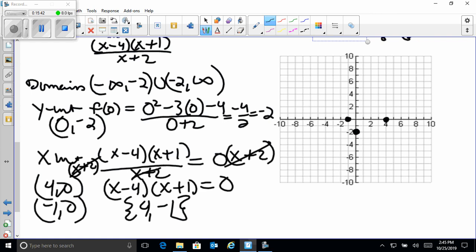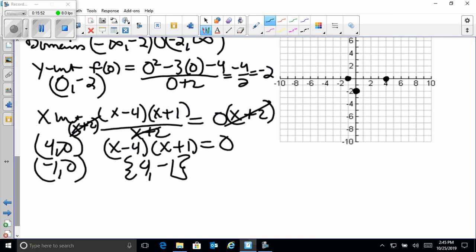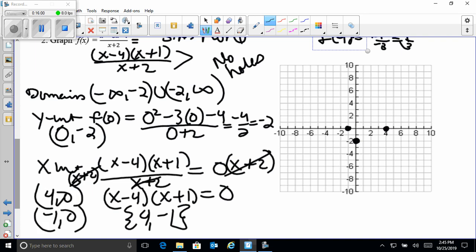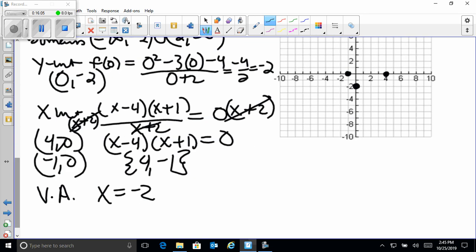Now holes. Well, there's nothing that's going to cancel here. I can see that up here. Nothing's going to cancel, so that's no holes. Now I start looking at my asymptotes. So vertical, one spot where x is equal to negative 2. So remember, it's where my denominator equals 0. Set that equal to 0, so that's at negative 2. So that's my vertical.